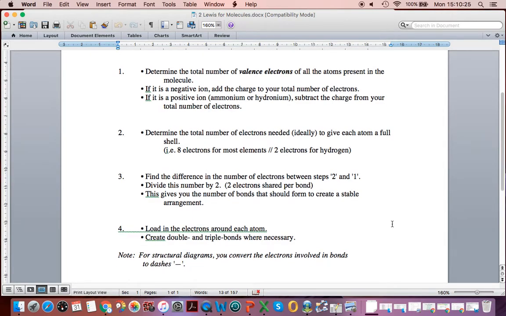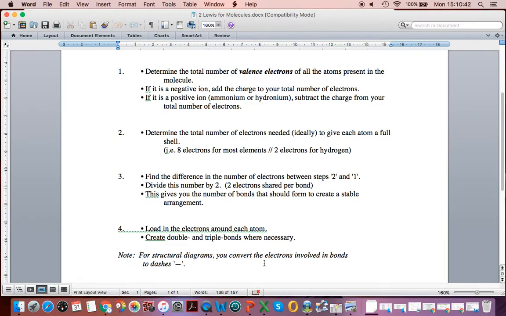And things like typically carbon would have 4 bonds, no lone pairs. Nitrogen would have 3 bonds, 1 lone pair. Oxygen would have 2 bonds and 2 lone pairs. And something like chlorine would have 3 lone pairs and just 1 bond.